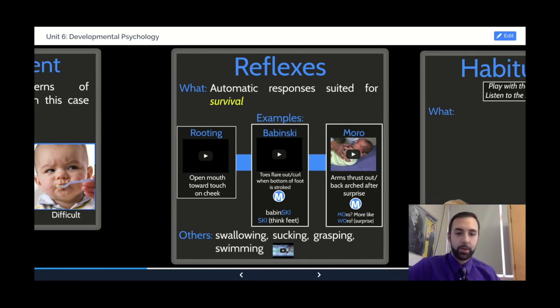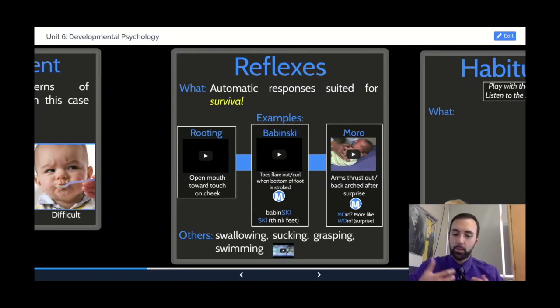The grasping reflex, very simple. Place your finger into the palm of an infant and they'll grasp it. The last one, and this one might seem unusual, is called the swimming reflex. And I have to stress this, please do not submerge a child underwater and walk away.